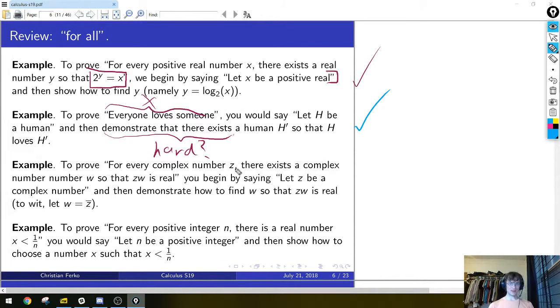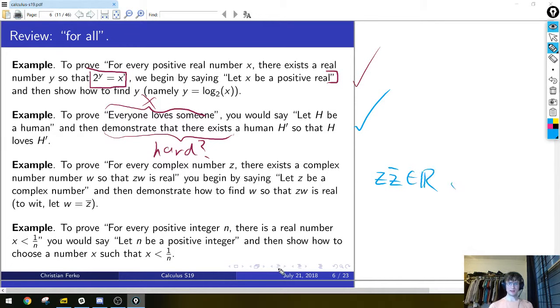So, another example. If you want to prove for every complex number z, there exists a complex number w with the product zw being real. Again, you always start by saying, you've handed me some z. I'm going to prove it's true for every z. So you've handed me a z, and then you prove that there exists a w with the product zw being real. So for instance, you could let w be the complex conjugate. So z z bar is always a real number.